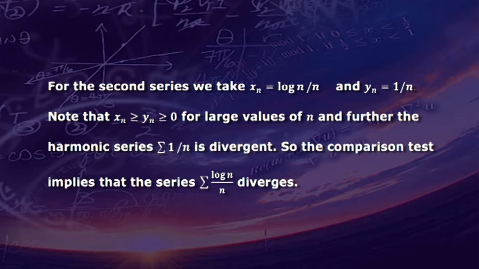Note that x_n is greater than or equal to 1, greater than or equal to 0 for large values of n, and further the harmonic series sigma 1 over n is divergent. So, the comparison test implies that the series sigma log n over n diverges.